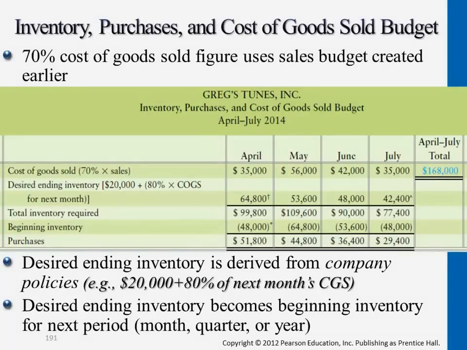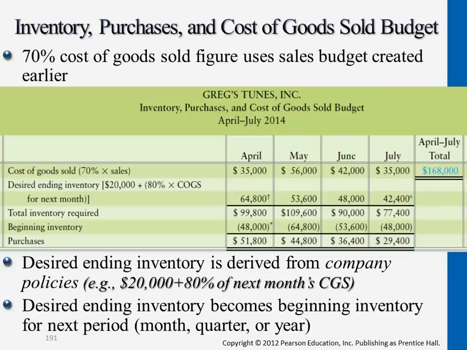So again, from this first line, cost of goods sold level, the company is budgeting to get at least 70% of sales. So 70% times sales will give you each and every month's expected cost of goods sold value. Second line, their desired policy for ending inventory is having at least $20,000 worth of inventory plus whatever cost of goods sold is for next month times 80%. So that's how you get the second line, desired ending inventory.